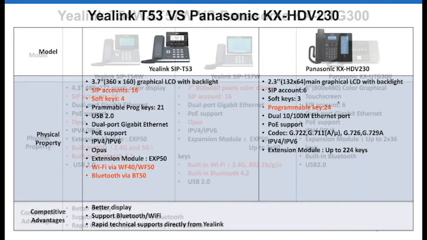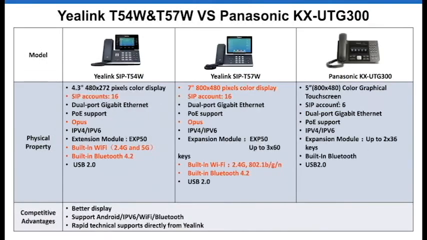Okay, moving on to the T54 and the T57 and comparing to the KX-UT G300, some of the key improvements we can see, of course, is the 7-inch color display on the T57W, the increase in the number of SIP accounts on offer, and the Opus codec, which is more and more common and gaining a substantial amount of popularity in the VoIP world, and of course the built-in Bluetooth and dual band Wi-Fi. The competitive advantages to this, of course, is the better display, the support for Android and IPv6, so powerful networking features, and of course the built-in Wi-Fi and Bluetooth, and lastly the technical support given to you by Yealink directly.